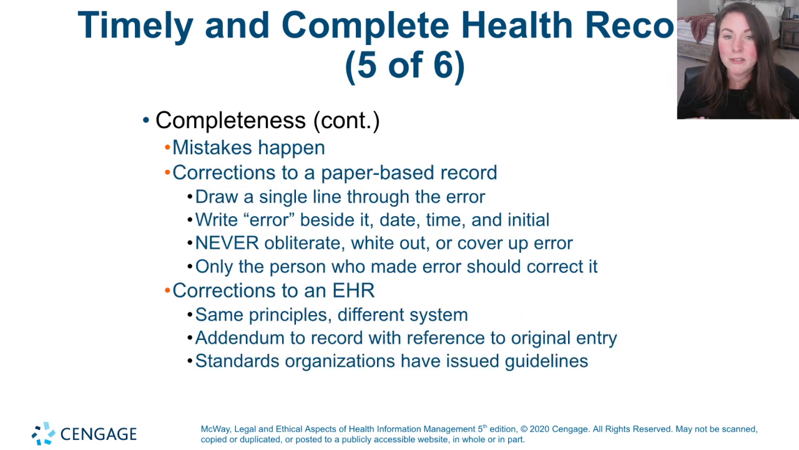So what happens if someone makes a mistake when making an entry in the health record? This happens, and that's okay. How do you correct a paper-based record? You draw a single line through the error. You don't want to scratch it out, white it out, or anything like that. You write error beside it, date, time, and initial it. Only the person who made the error should correct it. Someone else should not come behind them and do it themselves. So if you find an error, you would just let the person who made it know, hey, you need to go fix this.